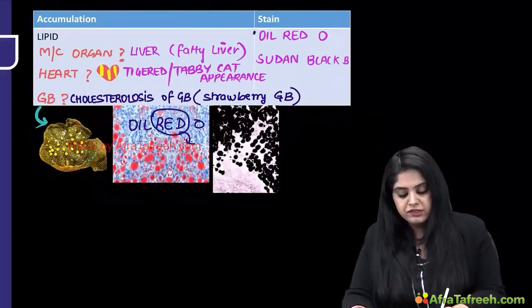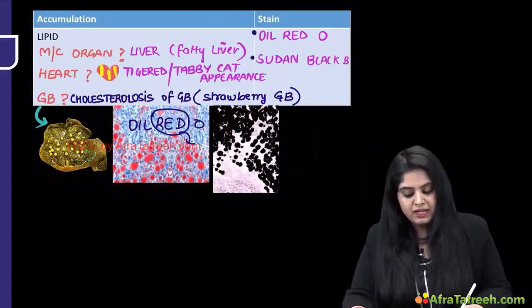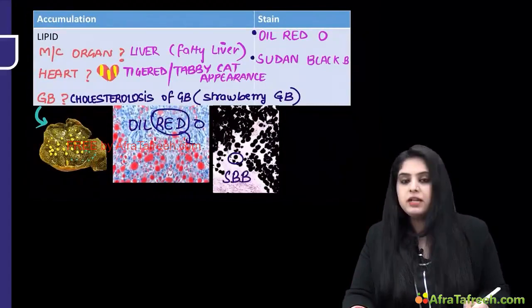So oil red O is stain number 1. The stain number 2 is black. You can see the black color. This must be Sudan black B.